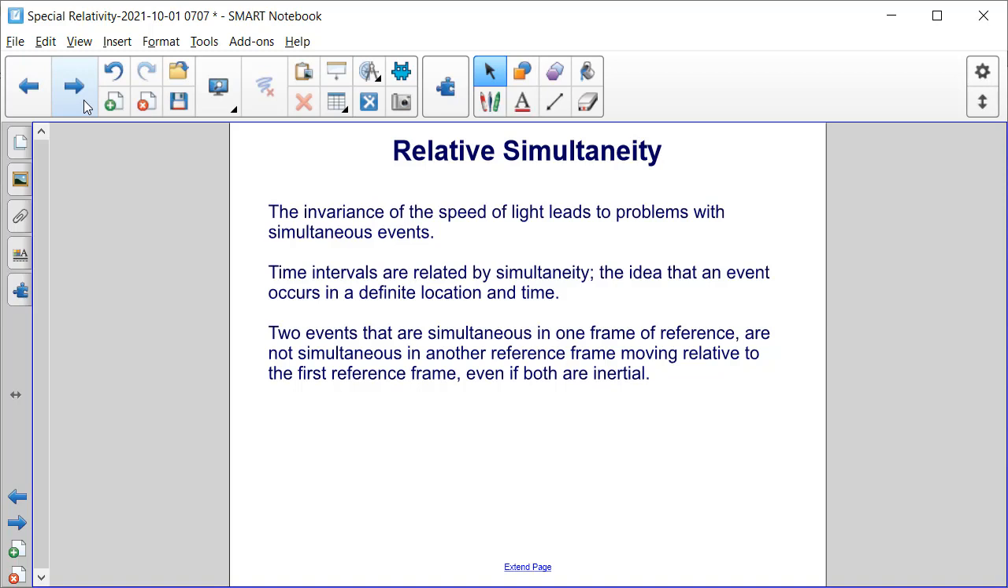Time intervals are related by simultaneity, or the idea that an event occurs in a definite location and time. Two events that are simultaneous in one frame of reference are not simultaneous in another reference frame, moving relative to the first reference frame, even if both are inertial. So let's look at some more details of what we mean by this.